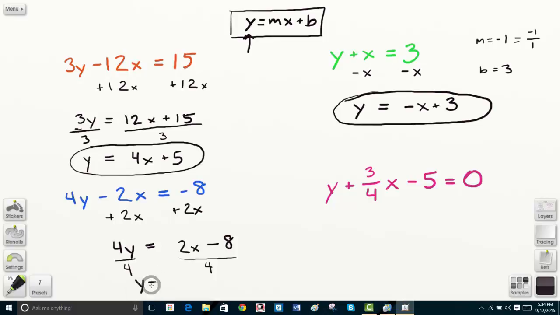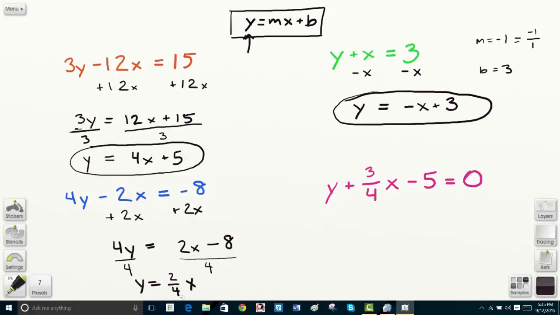Y equals. The question is, what do I end up on the right side? Well, let's take one term at a time, because remember, when we divide the whole side, it has kind of a distributive effect. I'm going to divide 2x by 4, and I'm also going to divide negative 8 by 4. So 2x divided by 4 is going to give me a fraction. It's going to give me the fraction of 2/4 x.